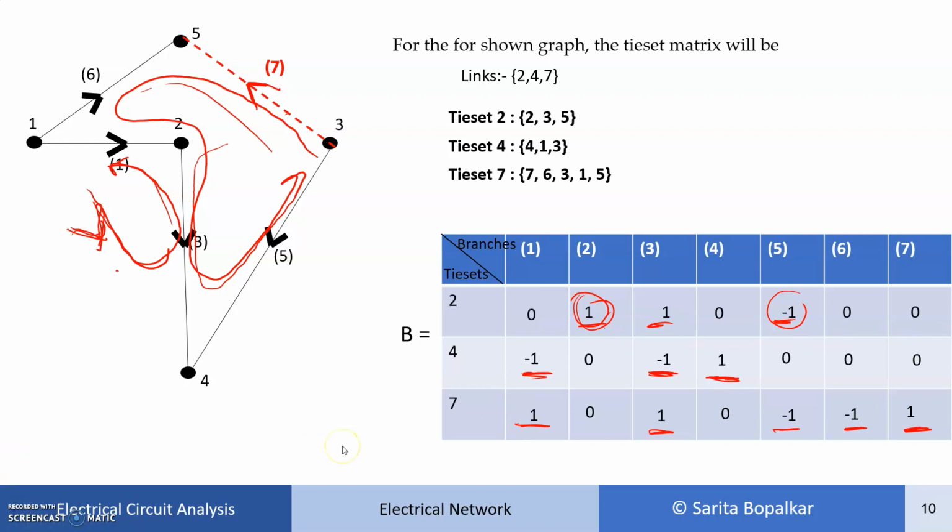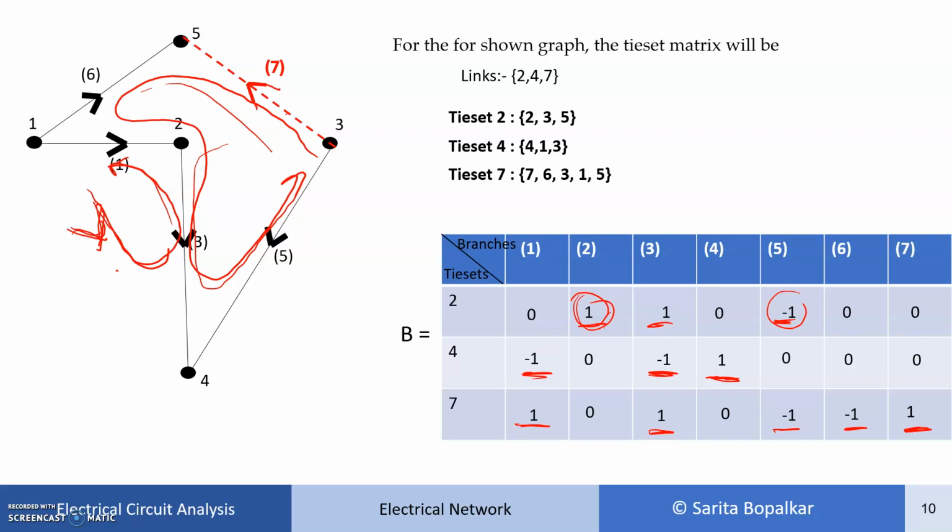I hope you understood the concept clearly. Whenever we want to form a Tieset matrix or F loop matrix or fundamental loop matrix, what are the steps? First, form a tree. The tree can be different according to our consideration. The condition is that it should include all the nodes, all the nodes should be connected, and there should not be any loop. Whenever we remove some branches to form a tree, those removed branches are our links.